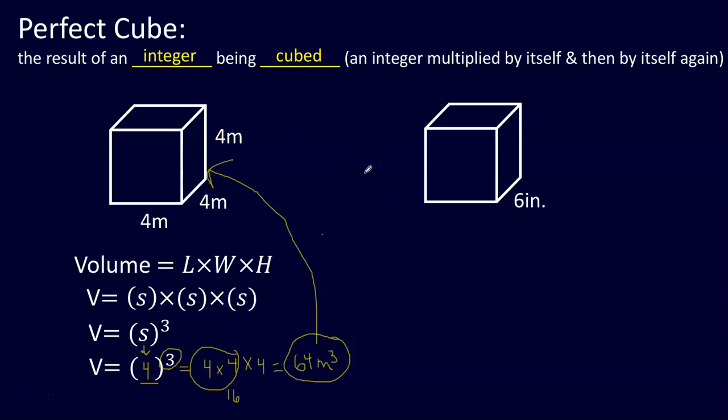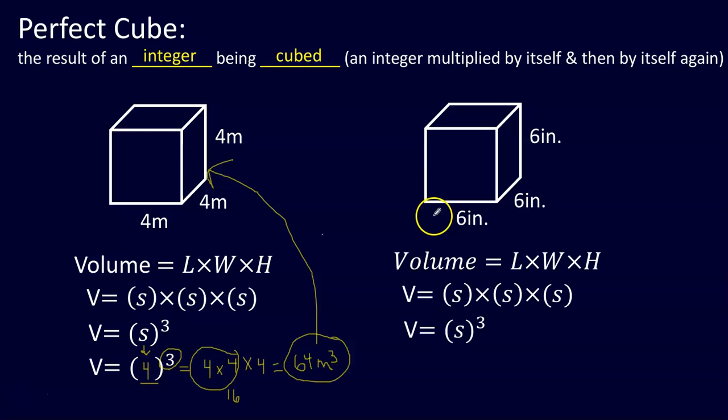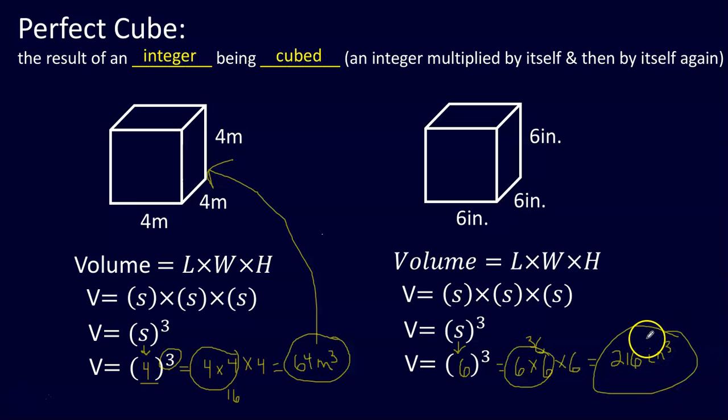Let's look at our next cube. Let's say the width is 6 inches, the height 6 inches, and the length 6 inches. We can use the same formula, volume equals s cubed, and we'll fill in the side length, which is 6. 6 cubed is the same as 6 times 6 times 6. 6 times 6 is 36, and 36 times 6 is 216. So 216 inches cubed, or you could read this as 216 cubic inches, is the volume of this cube.